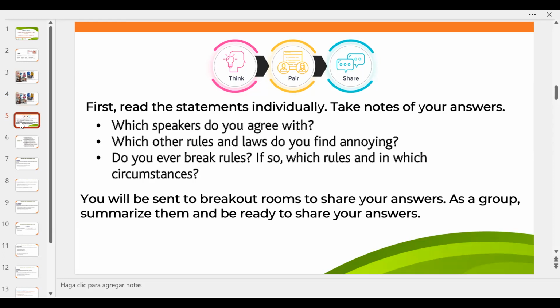I'm sure that at this point, you already know the idea of the think, pair, share. So first, you're going to read the following statements individually. The idea, of course, is that you're going to take some notes while you answer those questions. You already listened to some of your classmates. I didn't want to expand too much, but now every single one of you is going to share which speakers you agree with. Which other rules and laws do you find annoying? Not only from the 5 different places that we have just heard, but talking about other rules from other places that, from your perspective, your opinion, you also find annoying. And number 3, do you ever break rules? If so, which rules and in which circumstances?